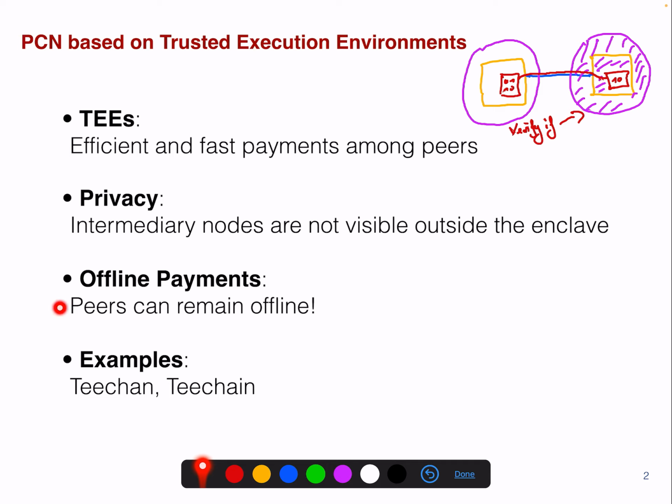So what you also get out of these payment channels based on trusted execution environments is that peers can remain offline. You can perform offline payments because you know when you wake up that this particular node will still send you the payment, for instance, right? So there's nothing happening that will remove that payment because you know that the code is executing here as specified and it's not tampered with. Just to give you a few examples, you can look into T-Chain or T-Chan. These are some of the famous trusted execution environments out there.